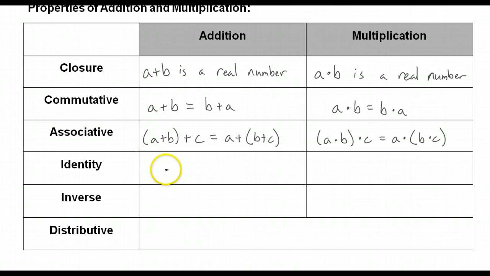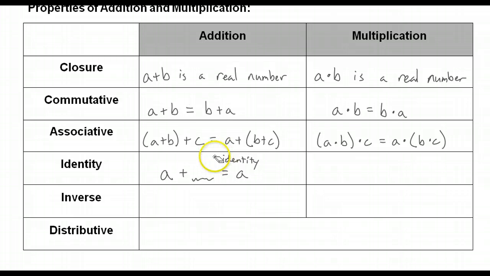The identity property says if I start with any number and I add something and I get a back for an answer, I can use the identity property. So the question is, what is this something? What is the identity for adding? Well, the identity for adding is 0. Anything plus 0 will get me that anything back for an answer.